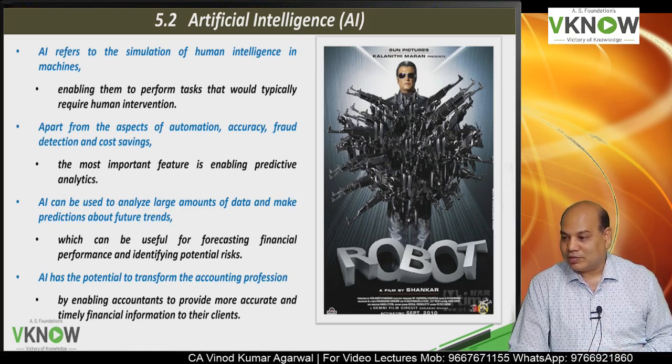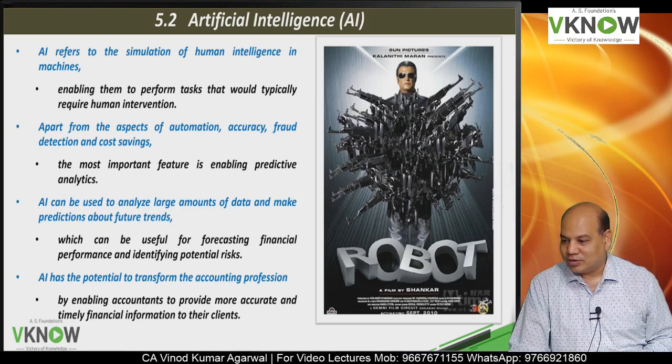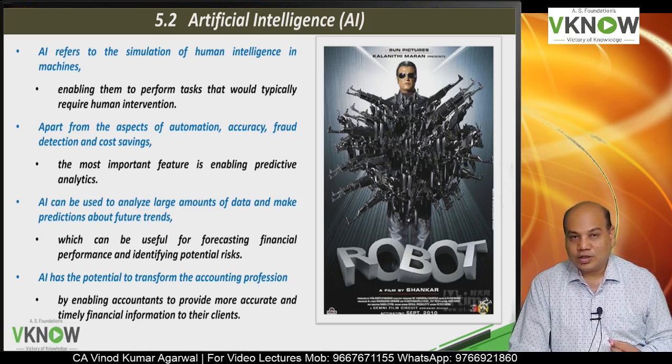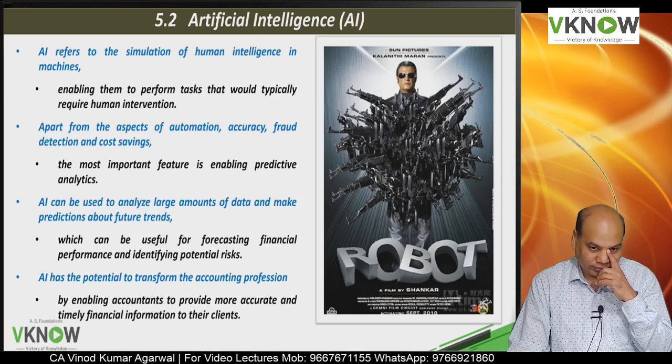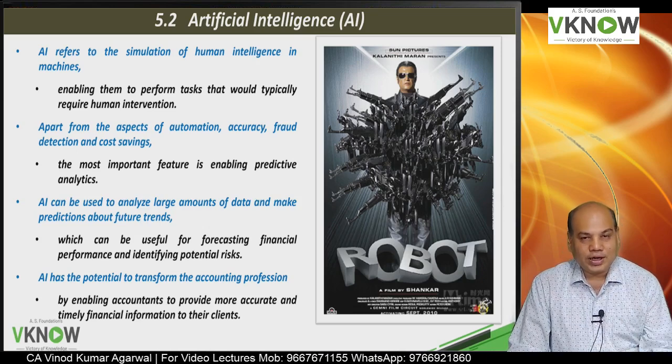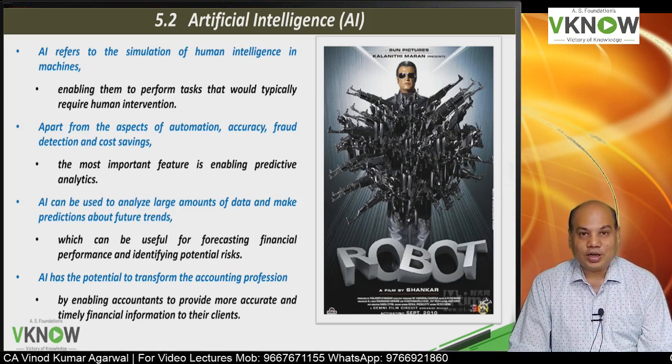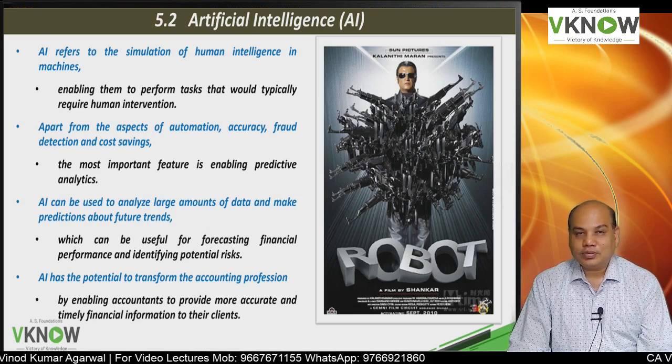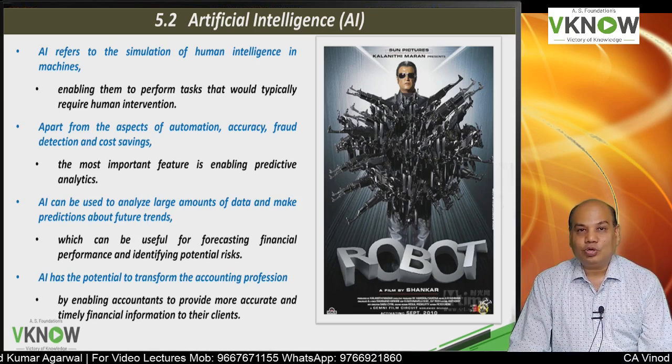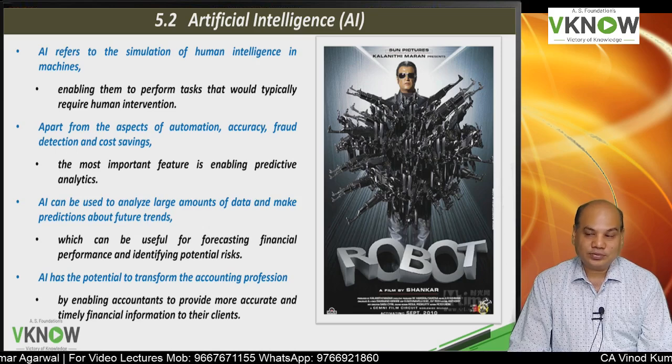Some years back there was a movie. Can you see the movie? Rajnikant's movie, Robo. And this Robo had a lot of artificial intelligence, so that it could decide for itself. It could understand like a human being. Plus they added human emotion also into that.